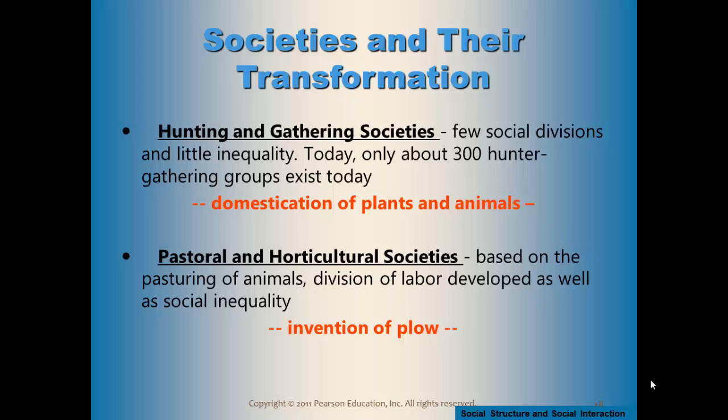They stay in one place. You see, the whole notion of what it means to exist becomes different with this. That's what's called a social revolution. And so the first social revolution is the evolution of societies from hunter and gatherers to pastoral and horticultural societies. Somebody invents the plow, which, as you can imagine, makes growing plants much more possible, and those kinds of things.